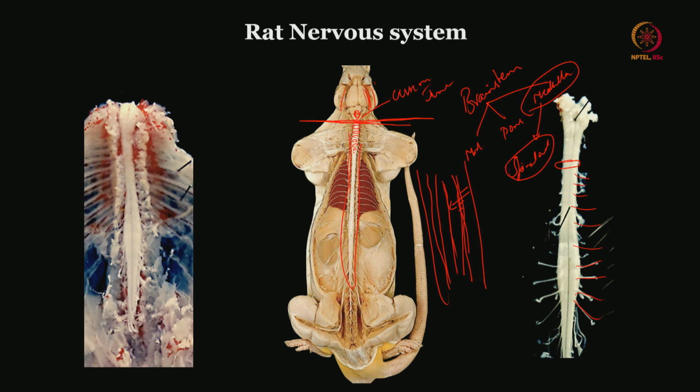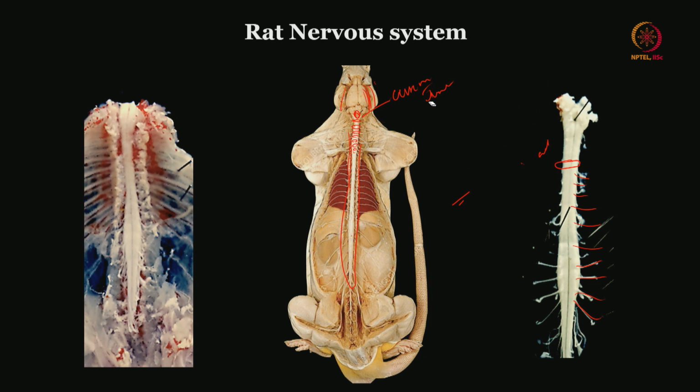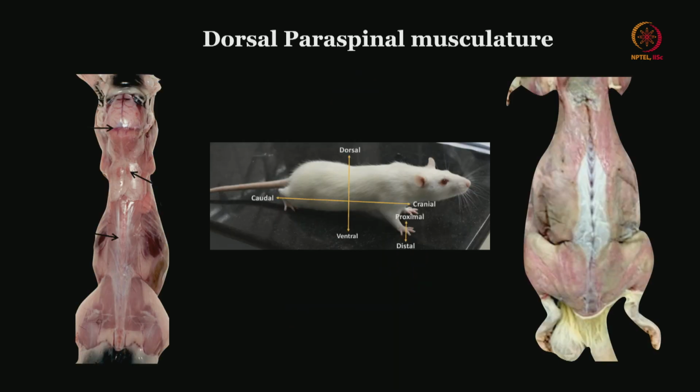So this is the orientation that you all should remember throughout the entire course, because unless we remember that, it is very difficult to understand the relation with the skeletal system, relation with the brain and its various functions. So with that introduction to the entire nervous system, let us look at the paraspinal musculature.